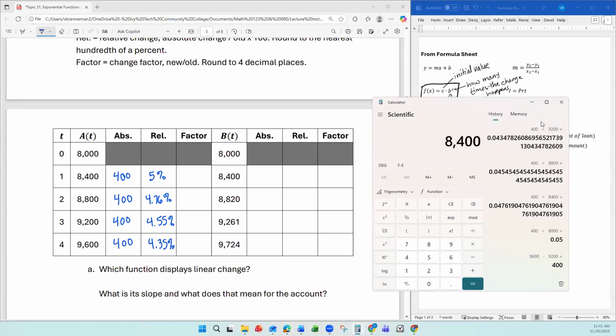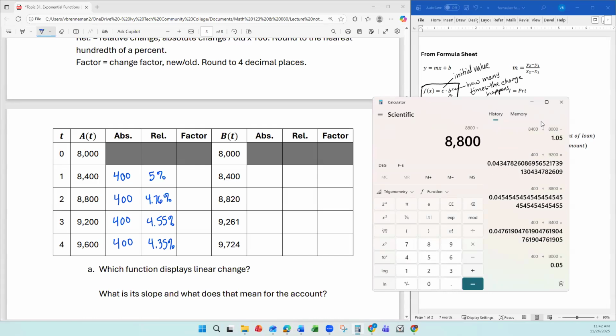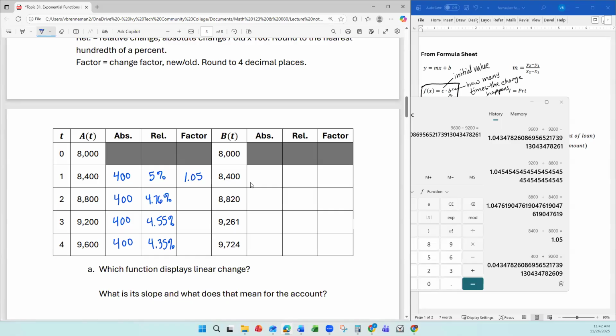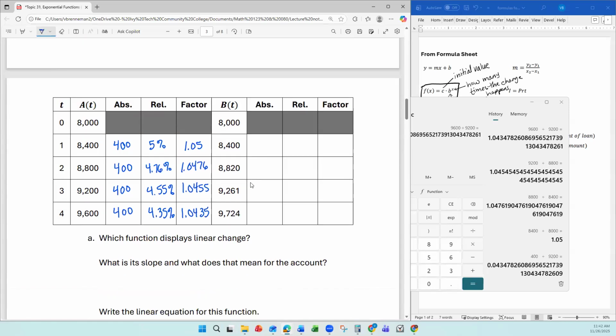For the factor, I'm going to divide the value by the previous value. So just like I subtracted, now I'm dividing 8,400 divided by 8,000, 8,800 divided by 8,400, 9,200 divided by 8,800, 9,600 divided by 9,200. And so we get 1.05, 1.0476, 1.0455, 1.0435. Be thinking about what relationship is happening between these two columns.